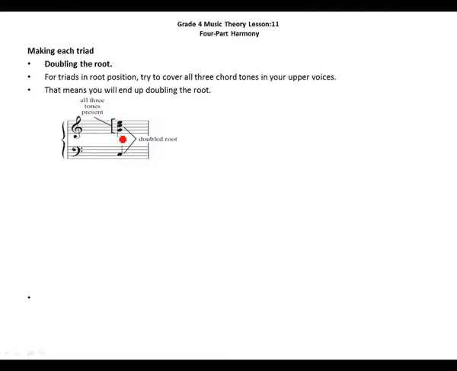We have our three upper voices, which are soprano, alto, and tenor. And our root here is C. We're doubling our root as we see here. This is C, this is C, and we have doubled our root.